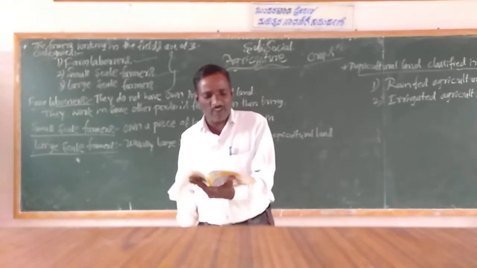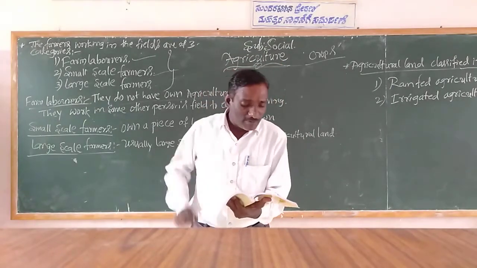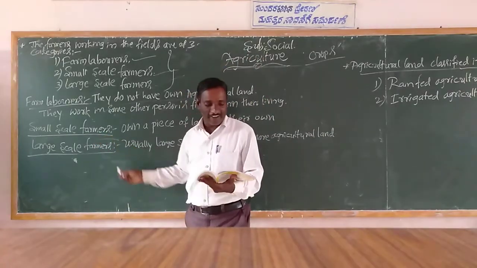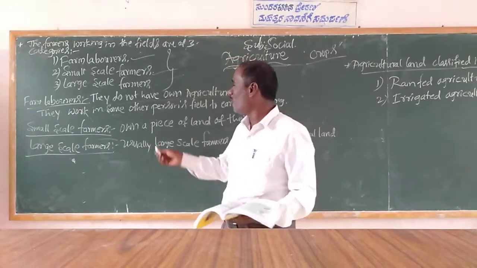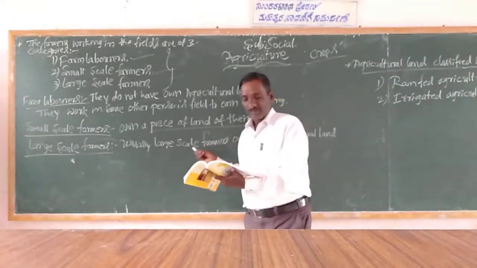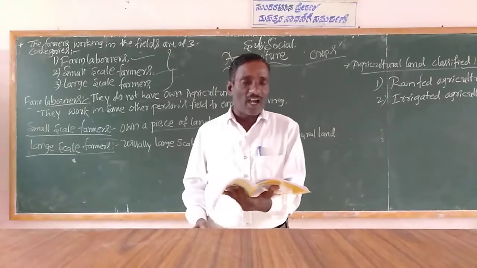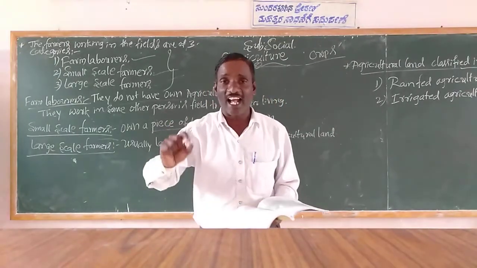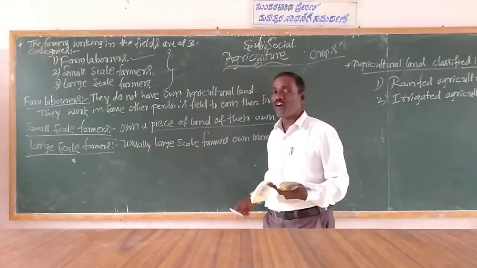Julukamma of the same village is a close friend of Rangamma. Julukamma is a small scale farmer. She owns a piece of land, her own land. She runs her family by selling crops grown on her farm. Both these women know Manjamma very well. Manjamma is a large scale farmer.